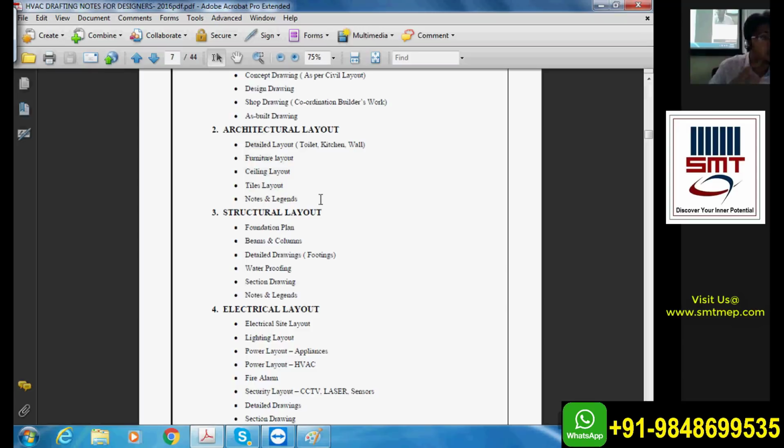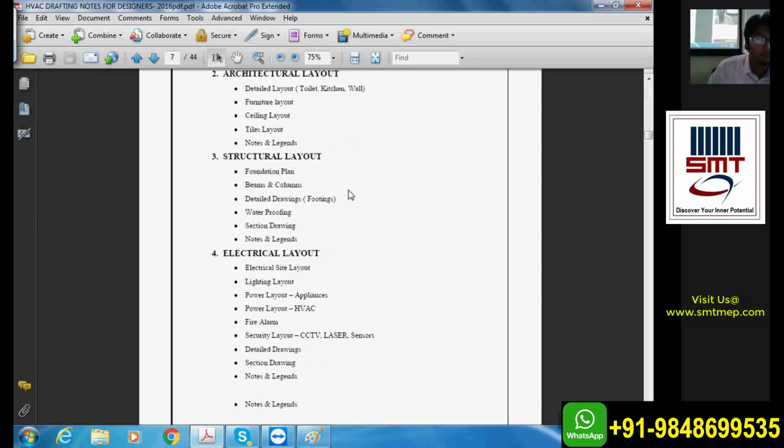After that, you have a structural layout, which is going to give you the foundation plan, which includes the wall foundations, beams, and columns. You have footings, that is detailed drawings, even the staircases, the waterproofing of your roof, and the section drawings of each and every part. That is all going to be included. Highlight again from 1, 2, 3, 4. Foundation wall, foundation plan, beams, columns, footings, waterproofing.